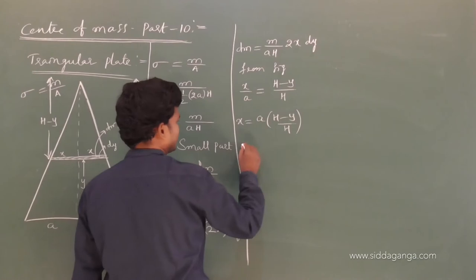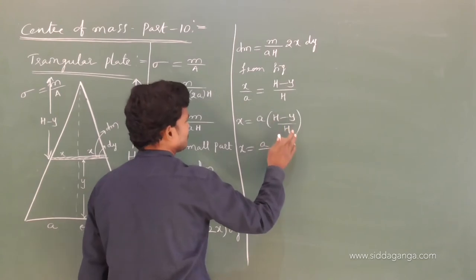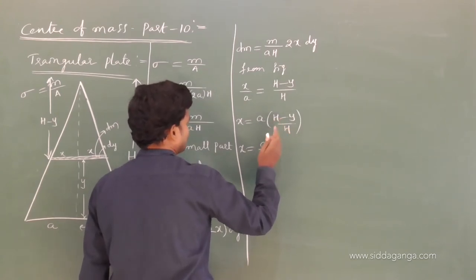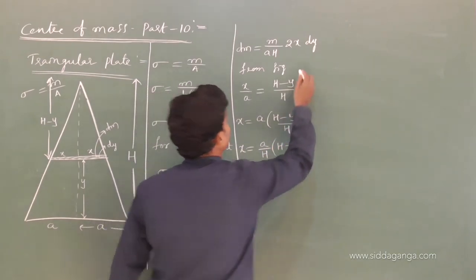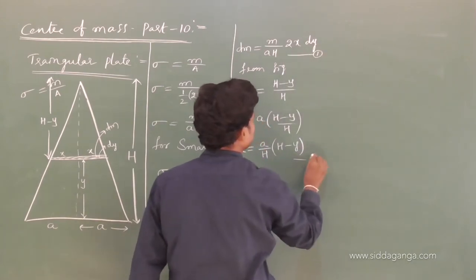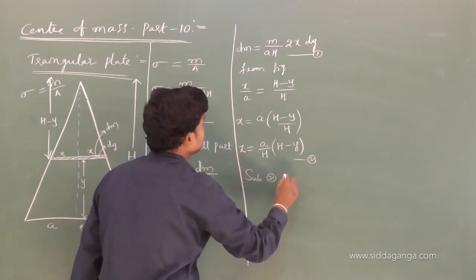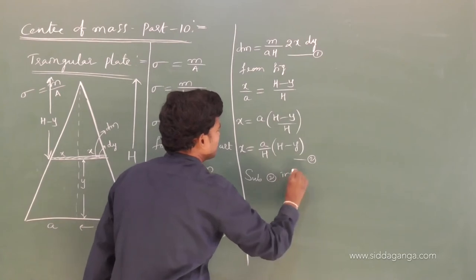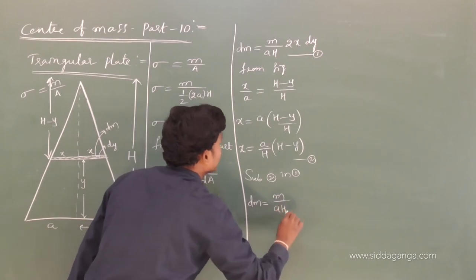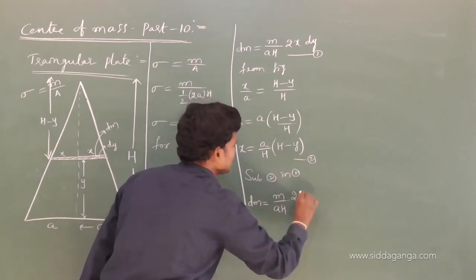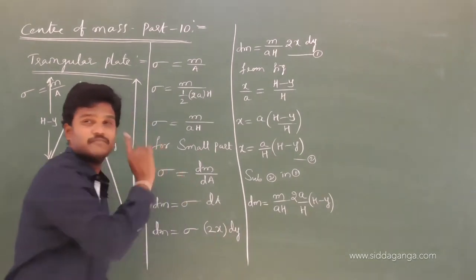This can be written as x is equal to a by h, h minus y. Let us take this equation as 1, and this is 2. I am using a number of steps here for understanding. Substitute 2 in equation 1. What is 1 now? dm is equal to m by (a h by 2) into x. What is x? a by h, h minus y. So I got the dm value finally.